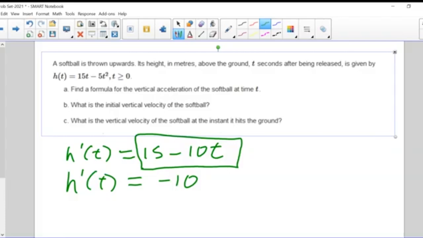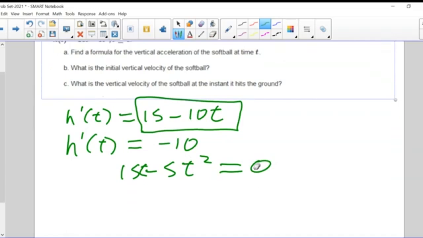What's the vertical velocity of the softball at the time that it hits the ground? So what you need to be thinking of is, when does the ball hit the ground? Because if I know what that time is, then I can come back and put that into the velocity function. The original function was a position function. So if I want to know when it hits the ground, what I'm really asking is, when is the height above the ground equal to 0? So I should take this 15t minus 5t squared and set that equal to 0. Because at that time, the height above the ground is 0.